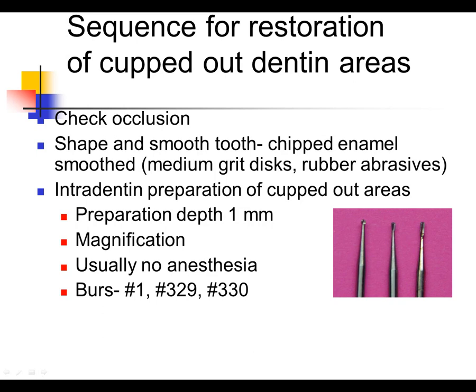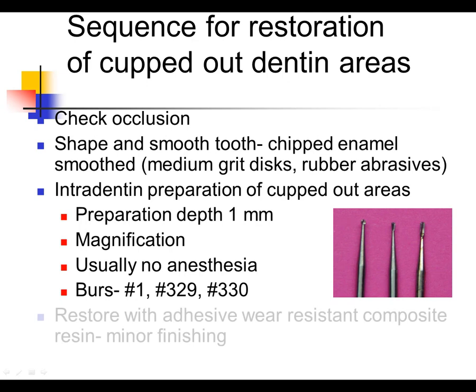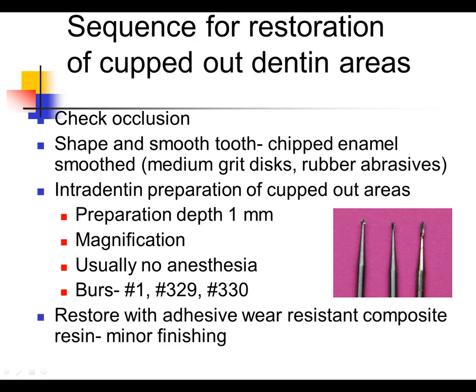We're using small burrs. My preference is a number 1 or a number 329 burr. One could also use a 330 burr. I find also that smaller diamonds work effectively and create less chipping and cracking of the enamel. We restore with an adhesive wear-resistant composite, where we'll need to do very minor finishing. And then once again we check the occlusion when we finish, not to establish new occlusal relationships, but to hold the existing one.